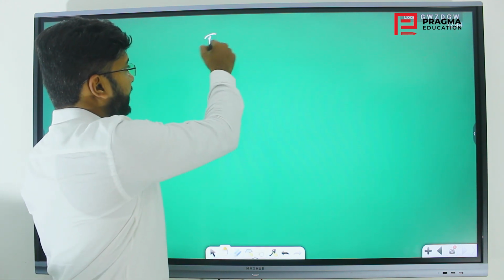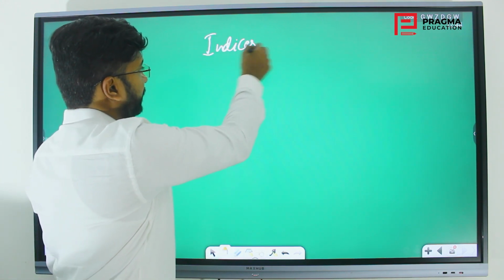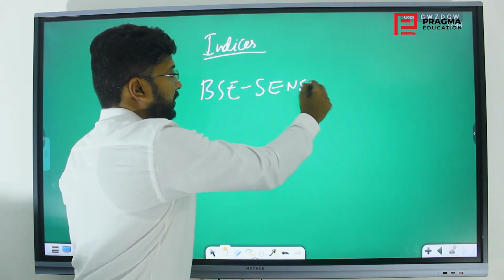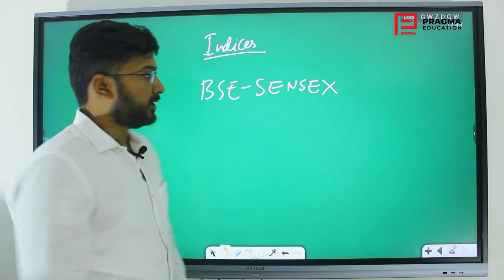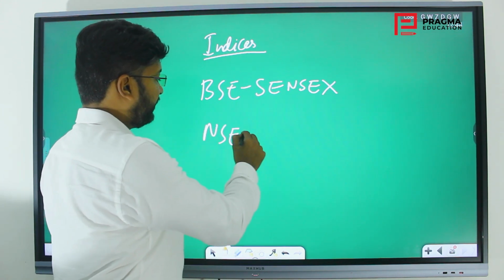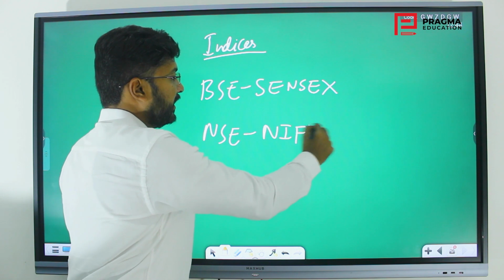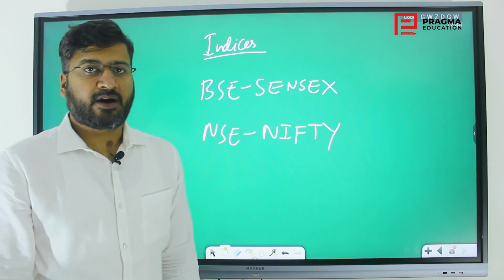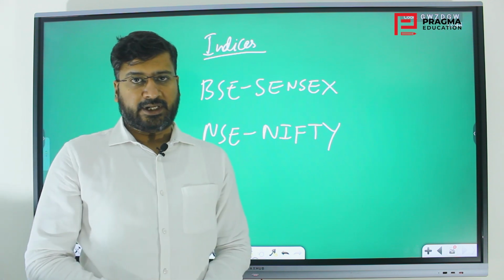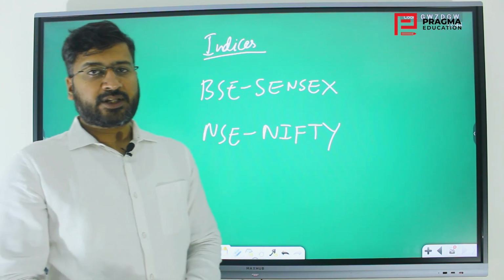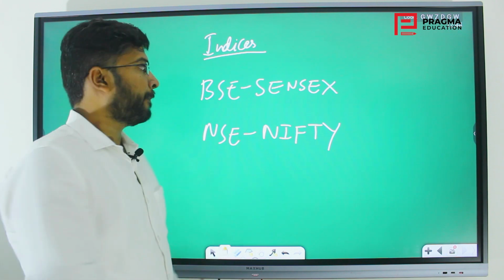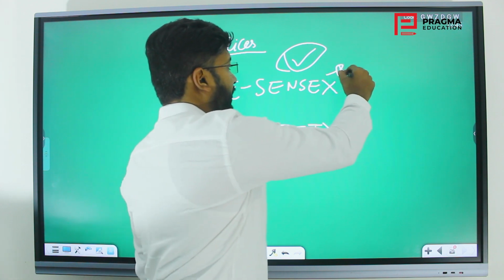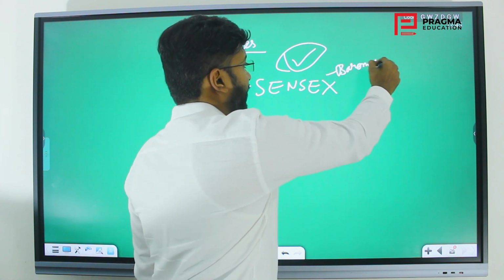Next is the major indices. We all know, we have been hearing these words since we were kids in the news channels. It is BSE Sensex and Nifty, NSE Nifty. These are the two major indices of the Indian capital markets. And which among them is called the barometer of Indian capital markets? It is Sensex. It is the barometer of Indian capital markets.